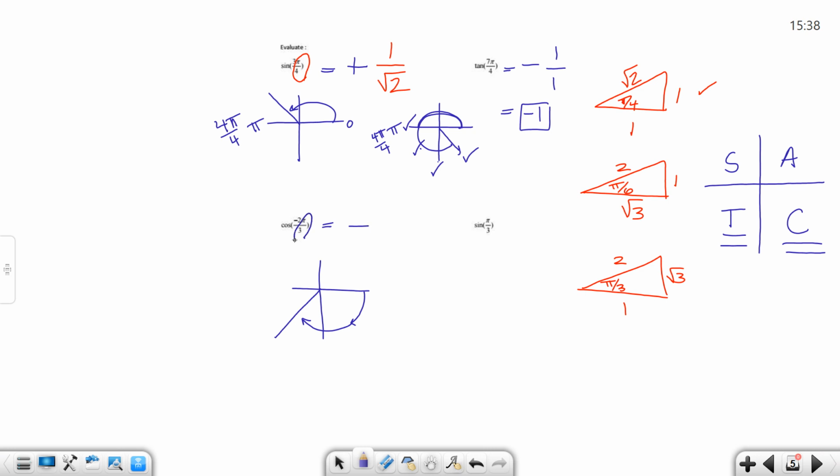I have a pi over 3 reference angle. So pi over 3 is here at the bottom. Cosine is adjacent over hypotenuse. My answer would be a negative 1/2.